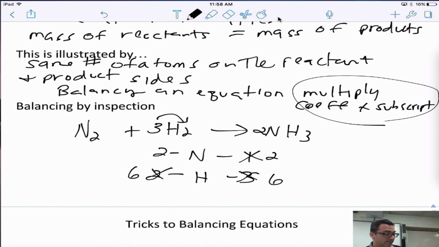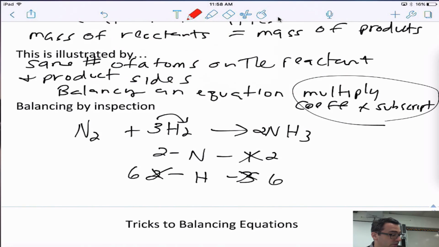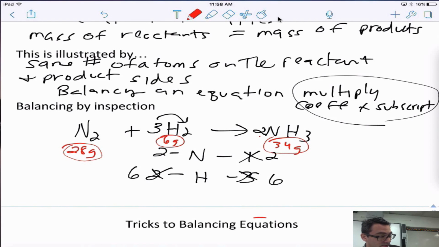If you were to add up the mass of each of these, just to give you an idea here, and we'll do this in red, N2 is 14 plus 14, that's 28 grams. 3H2, so H2 is 2, times 3 is 6 grams. And on the right here, we have NH3 is 17, times 2 is 34 grams. Well, look at what happens. What you can see is that 28 plus 6 should equal 34, and it does. And the Regents likes this question. They'll give you 2 out of the 3 and then ask you to find the other one.